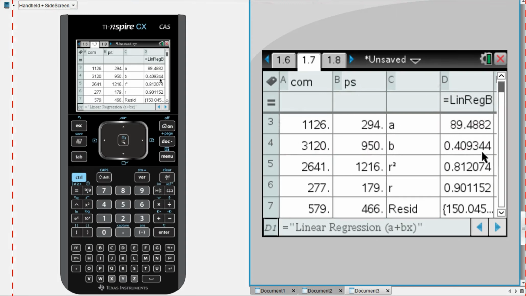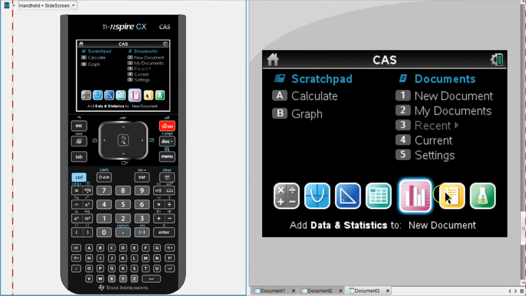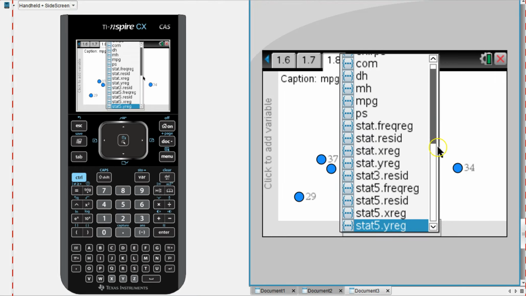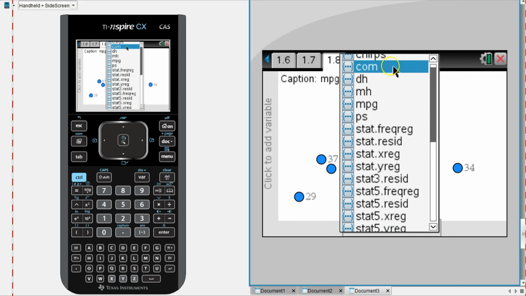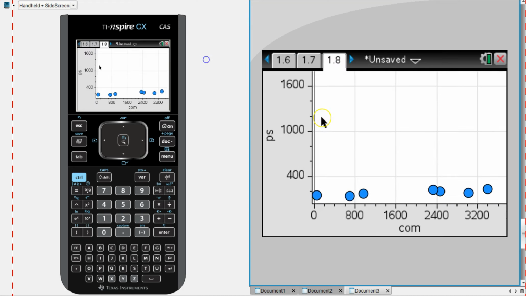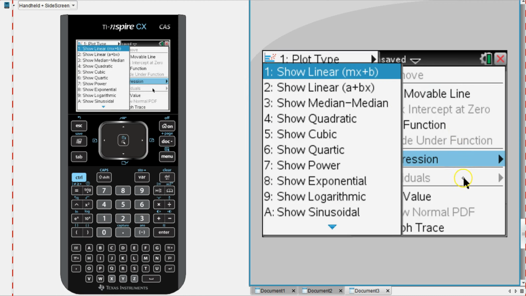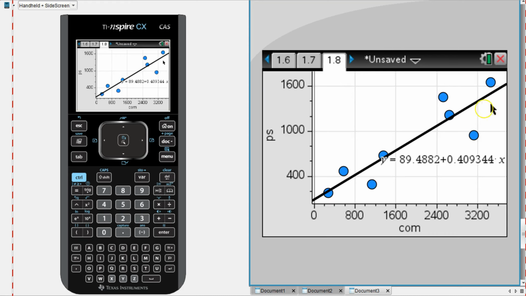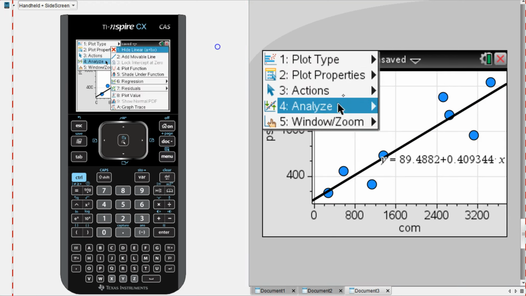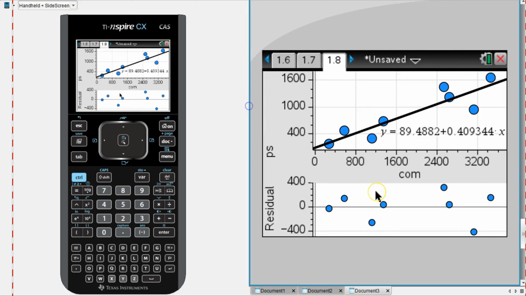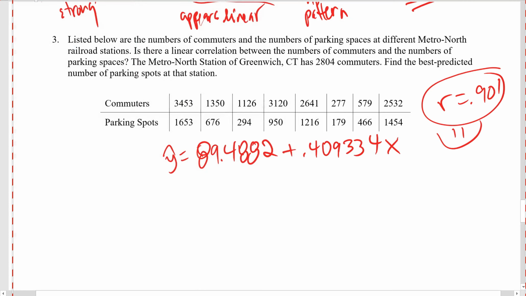If I wanted to look at the other two, and I'm not going to put them on this time, I would graph parking spots, so commuters against parking spots. It appears linear. I can analyze. Notice residuals aren't lit. They don't get lit unless you add the line. Once I add the line, then I can do the residual plot. And both of those would support linearity, so we're going to go ahead and keep going on this, okay? We're going to use this to predict.